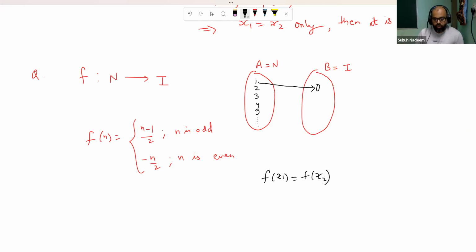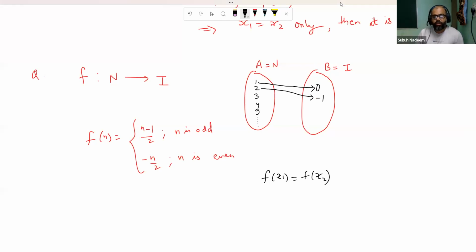If we take f of 2, 2 is even, and in case of even, what do we do? Minus n by 2. So it will be minus 2 by 2, that will be minus 1. Correct? So this will give you minus 1. What will be f of 3?